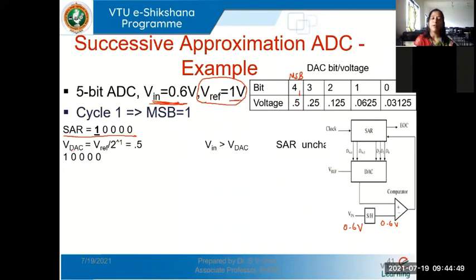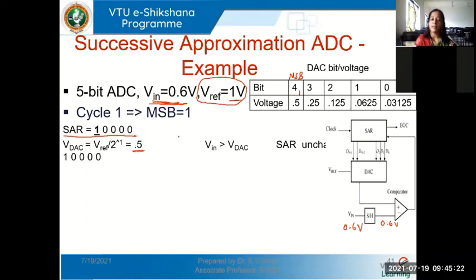So what will be the output of the DAC? The output of the DAC will be Vref divided by 2 power 1, because this is the most significant bit. Remember we wrote the output equation for the DAC in the previous classes. Whenever the MSB bit is high, the output of the DAC will be Vref by 2 power 1, or Vref by 2. So 1 by 2 means the output of the DAC will be 0.5 volts.